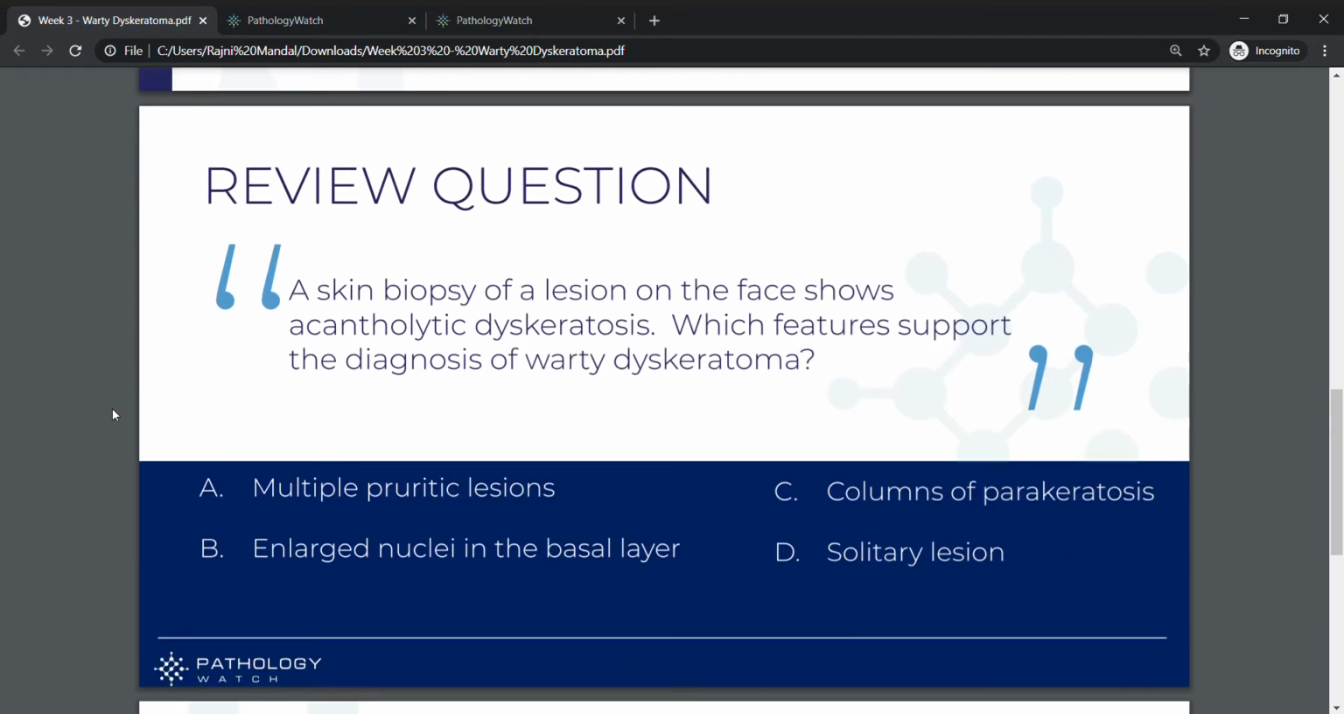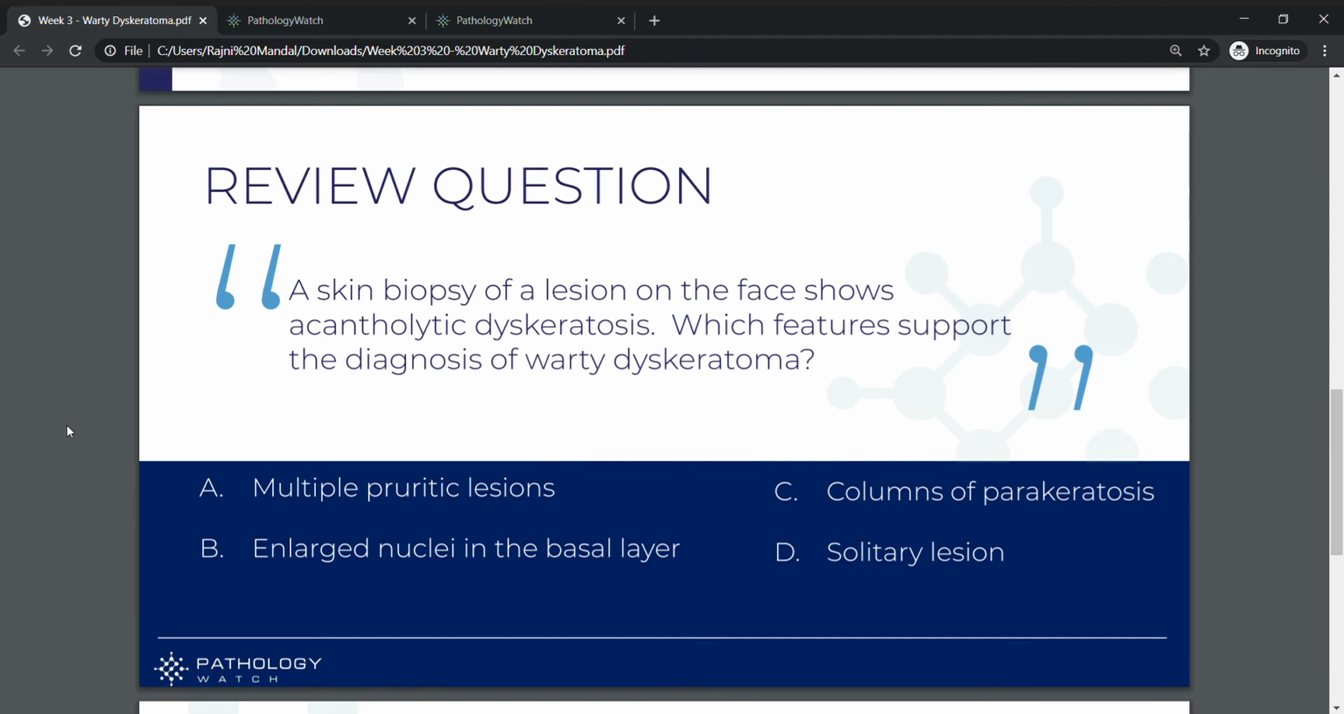Here's your bonus review question for today. A skin biopsy of a lesion on the face shows acantholytic dyskeratosis. Which features support the diagnosis of warty dyskeratoma? A. Multiple pruritic lesions. B. Enlarged nuclei in the basal layer. C. Columns of parakeratosis. Or D. A solitary lesion. The answer is D.